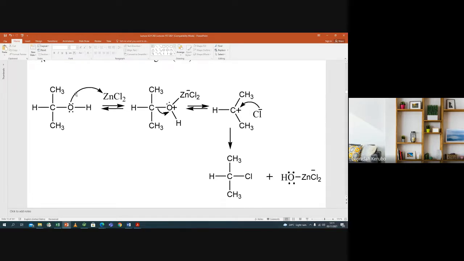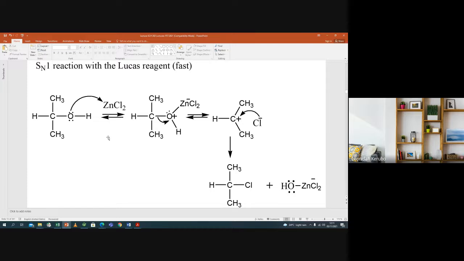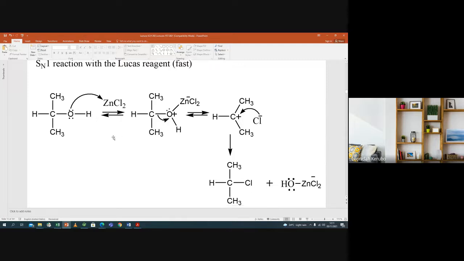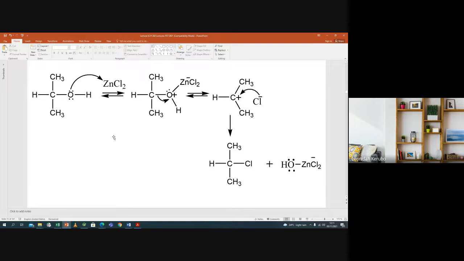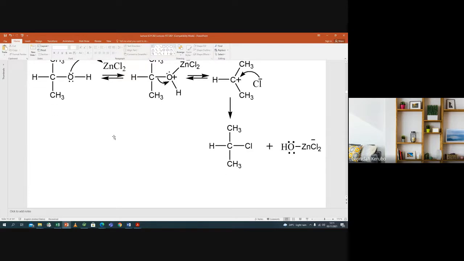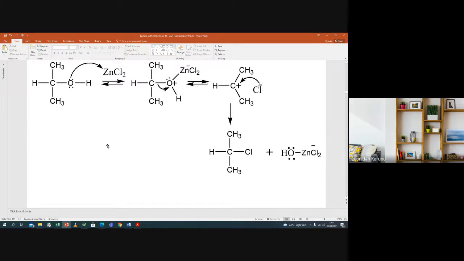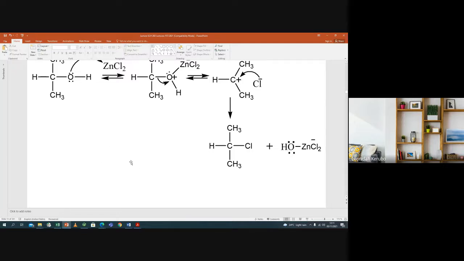So depending on the nature of the substrate or the starting alcohol, whether it's primary, secondary, or tertiary, it can proceed either via SN1 or SN2. Secondary and tertiary alcohols always proceed via carbocation formation, the SN1 mechanism, to form the alkyl halides. But methyl and primary alcohols always proceed via the SN2 mechanism to form the corresponding alkyl halides.